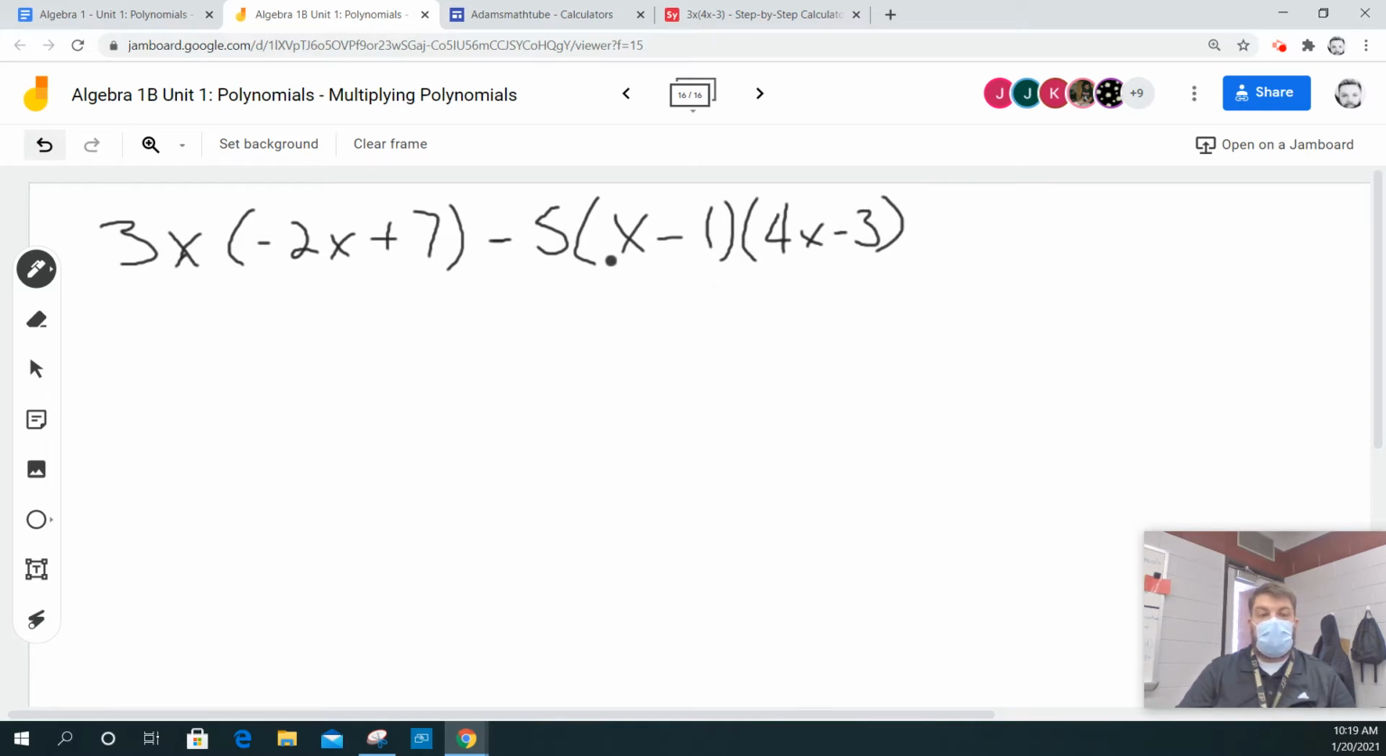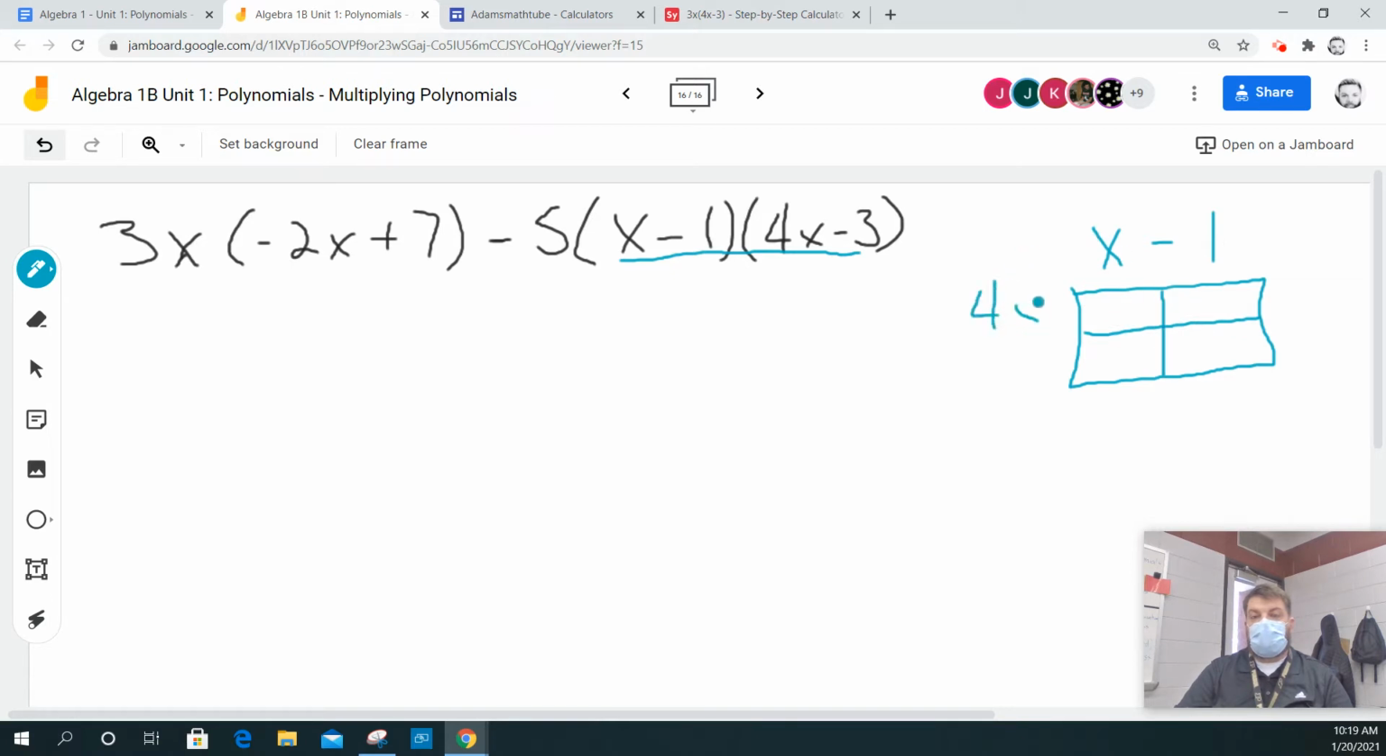So the first thing I'm going to do is over here, this stuff right here, let's go ahead and multiply that out. And I'm just going to do it over here to the side. So I'm going to say x minus 1 times the quantity 4x minus 3. So this becomes positive 4x squared minus 4x minus 3x and then plus 3.